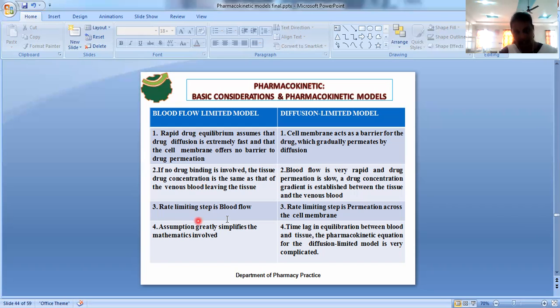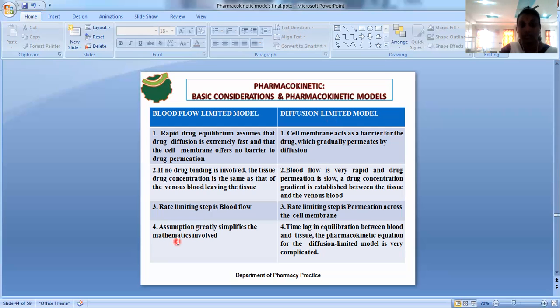Here, the rate limiting step is the blood flow. If the blood flow is stopped, in such cases the drug movement will be stopped and thereby there is no drug concentration in the tissue. But in the other case, permeation is the rate limiting step. The name itself says diffusion rate limited or permeation rate limited. In such cases, the rate limiting step is the permeation.